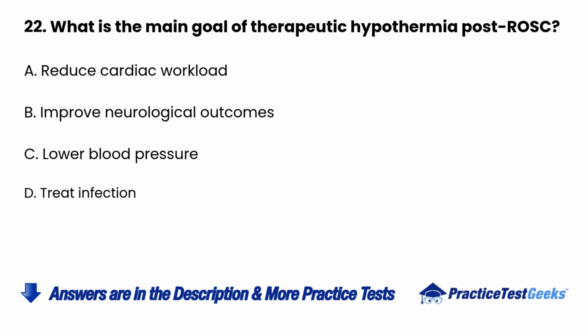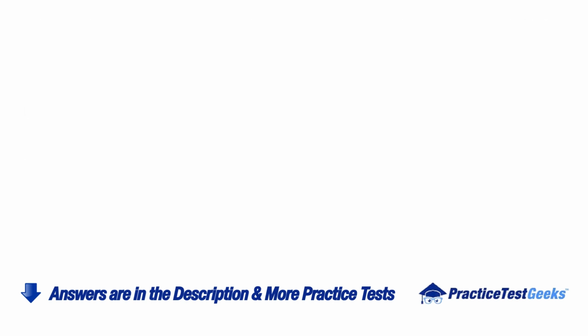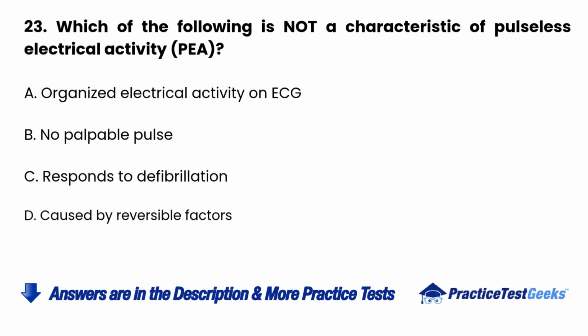22. What is the main goal of therapeutic hypothermia post-return of spontaneous circulation? A. Reduce cardiac workload. B. Improve neurological outcomes. C. Lower blood pressure. D. Treat infection.